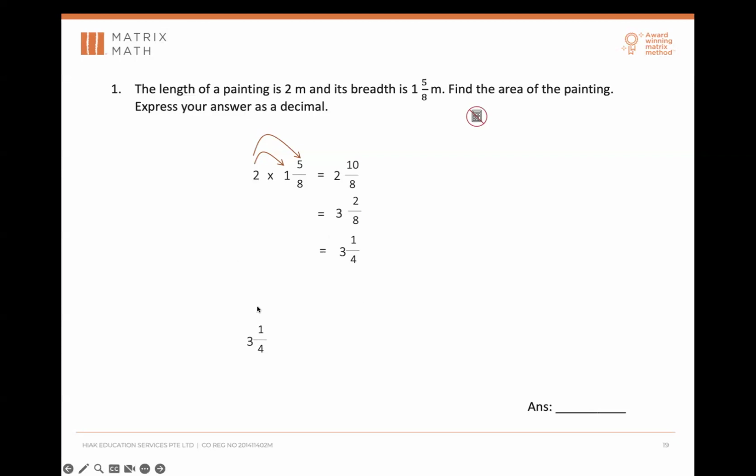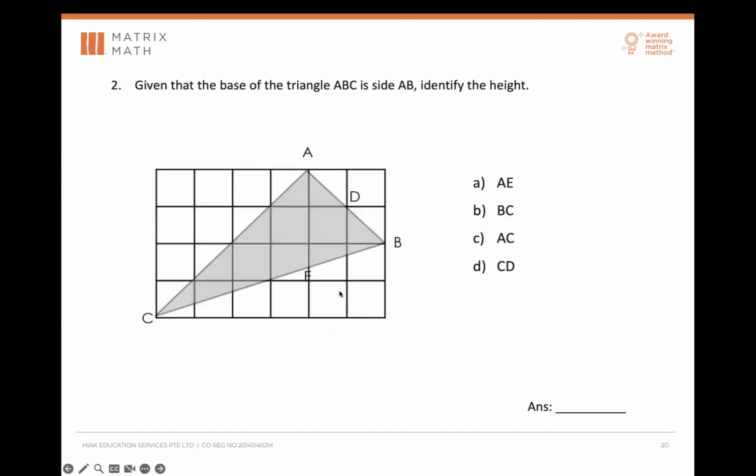So 4, you can't convert it into tens. But you can convert this into 100 easily by multiplying by 25. So multiply 25 to 4, you get 100. Multiply 25 to 1, you get 25/100. There you can see that the decimal value will be 3.25. 3.25 square meters.